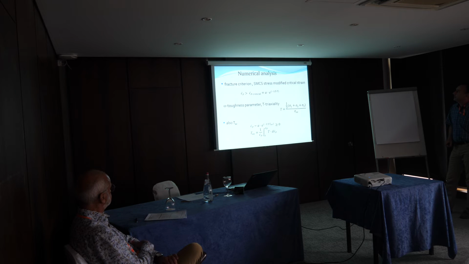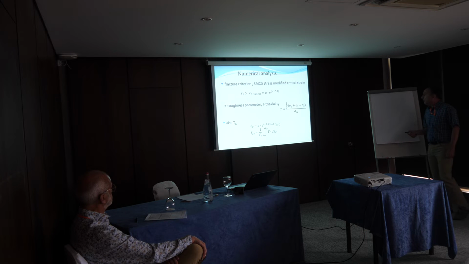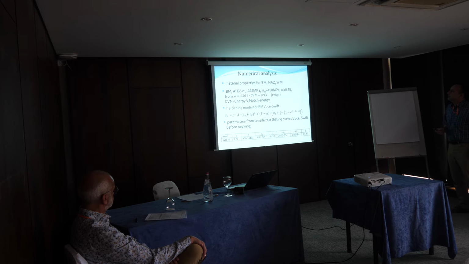As the fracture criterion, stress modified critical strain was taken, which uses two parameters. First, alpha is a material parameter, and then triaxiality. Some scientists also use average triaxiality, which takes into account the previous state of stress. Base metal properties, yield strength and ultimate tensile strength, are given here, and the alpha parameter is from the impact energy test using this empirical formula. The model for the base material is in Bozic's book, whose parameters are obtained from the tensile test and the fitting.